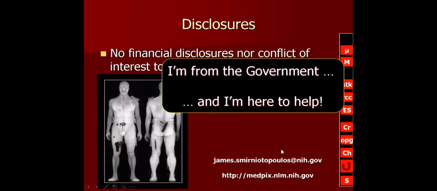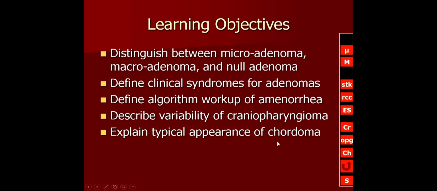So let's begin and jump into this. We're going to talk about the difference between microadenomas and macroadenomas. We'll talk about the two major clinical syndromes for pituitary adenomas. I want to mention the workup for amenorrhea because that's the way the patients clinically present, the female patients. Male patients don't complain for some reason about having amenorrhea. We're going to talk a little bit about craniopharyngiomas, and I hope at the time to talk about chordomas, which were already mentioned once before in the course.